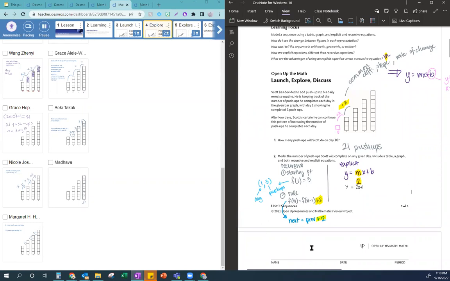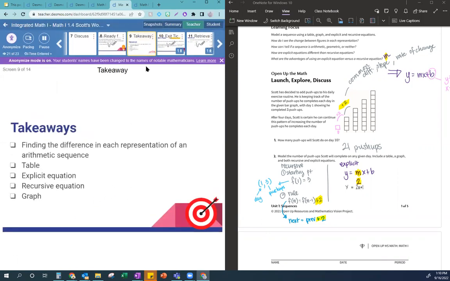Okay. Okay, next one is number 9. And then I did see your chat for number 13. So slide 9, whenever it says this is a takeaway, I don't need you to do anything, but this is something that you should be a little bit more versed on, meaning that you now know how to find the difference in each equation representation of an arithmetic sequence.